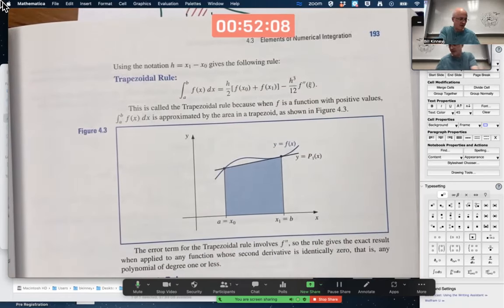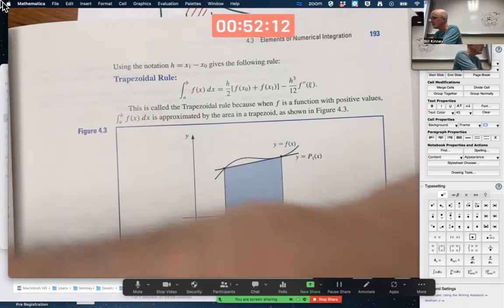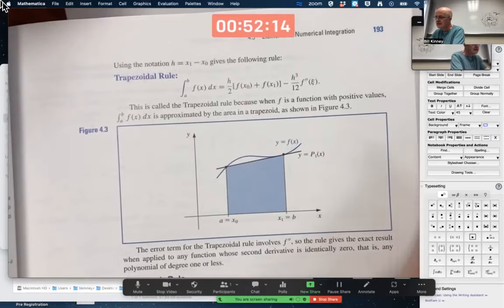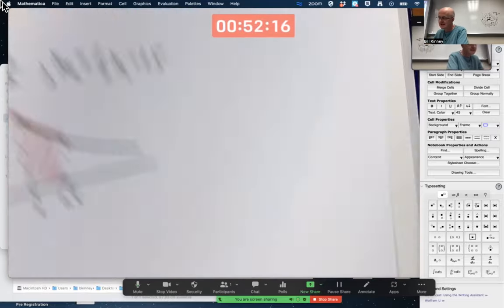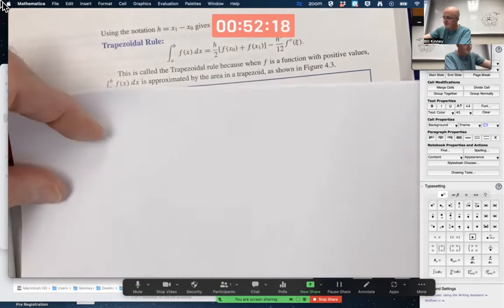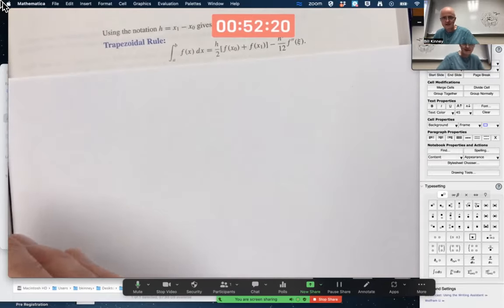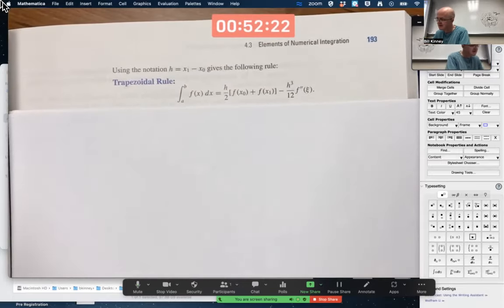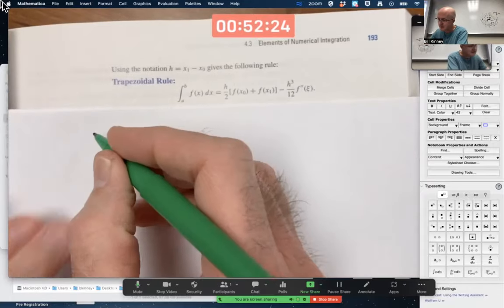Another way to think about that formula is to realize that the approximation could also be written in this way.